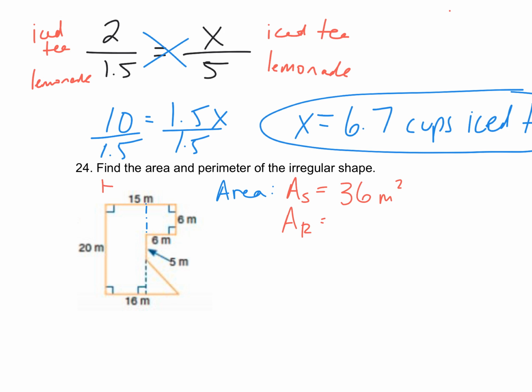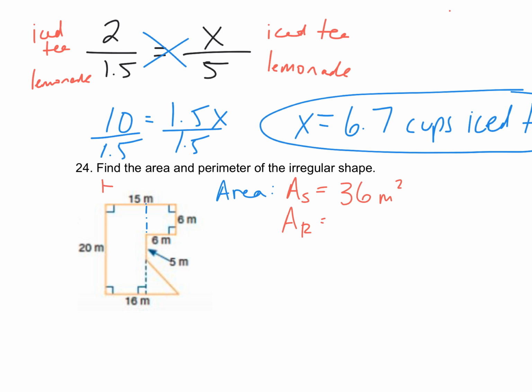So let me plug that in. 1/2, 9 times 7 gives me 31.5. And let's just add all these areas up. After adding them all up, I get 247.5 meters squared. So there's our area. Found the area of all 3 separate, added them together.